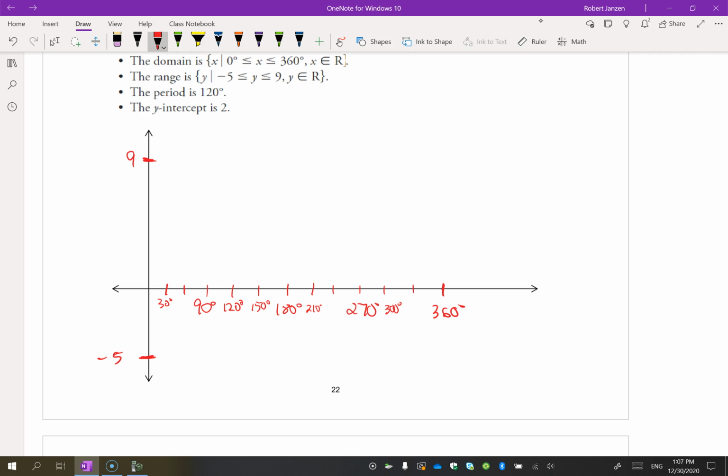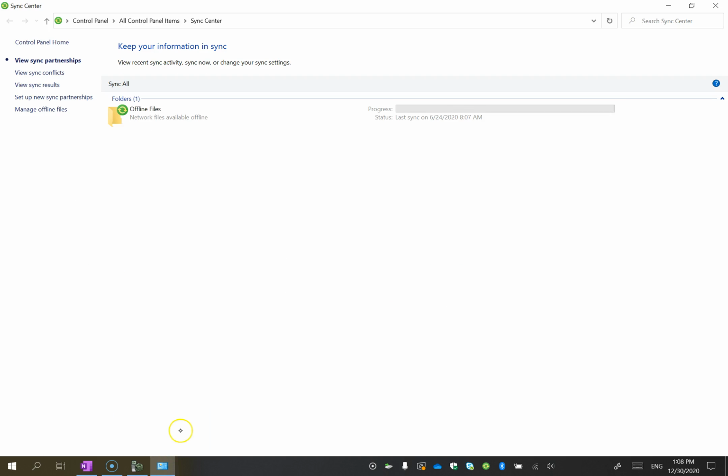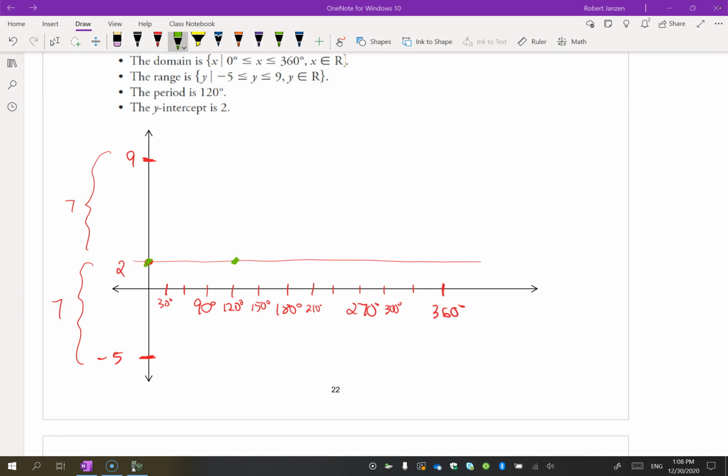Okay, and it says the y-intercept is 2. By the way, you should be able to see that that is actually our midline. Okay, so I'm just going to sketch in a midline right there. So lots of information here. So if we're starting at 2 and it takes 120 to get back to 2, that should be right here. Okay, what's going on here? So that's one full period. So I need to be able to go to the top and to the bottom and get back to there.